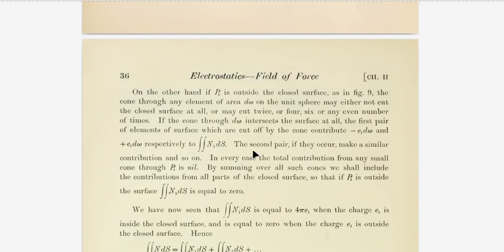The second pair, if they occur, make a similar contribution, and so on. In every case, the total contribution from any small cone through P1 is nil. By summing over all such cones, we shall include the contributions from all parts of the closed surface, so that if P1 is outside the surface, the surface integral N1 ds is equal to 0.